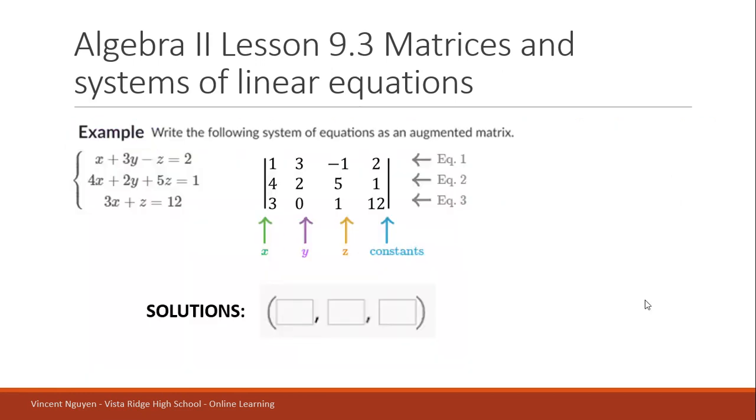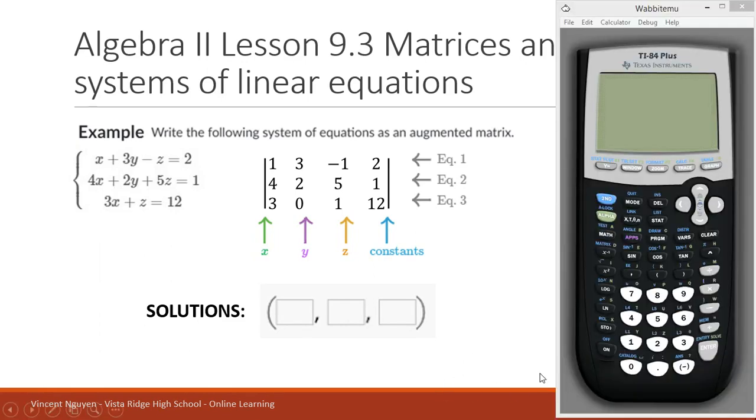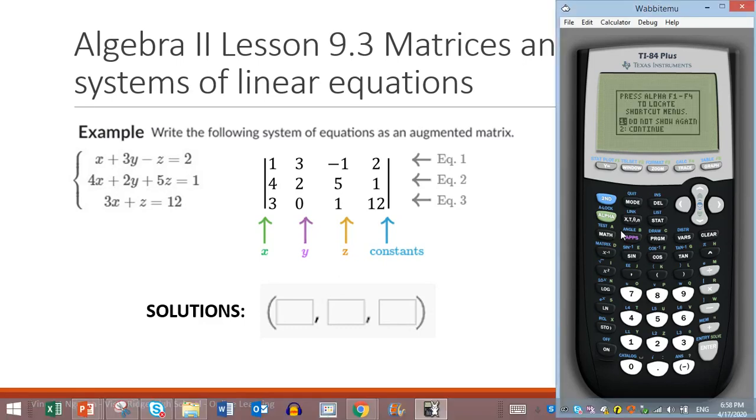Okay, so let's talk about that previous example that we just did. We put this system into an augmented matrix. So now I'm going to show you how to take this augmented matrix, put it in your TI calculator, and then do row reduced echelon form, and then get the solutions. So the first thing you want to do after you have already put the system into the augmented matrix, which we did, is first turn on your calculator.